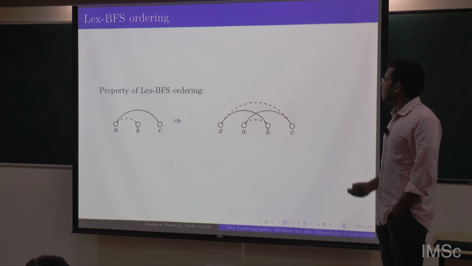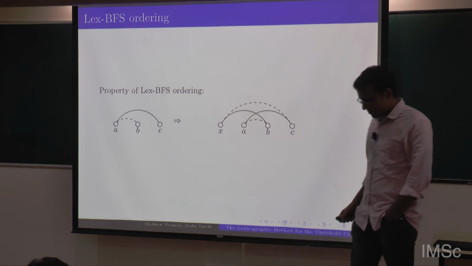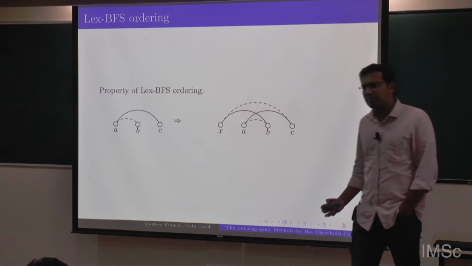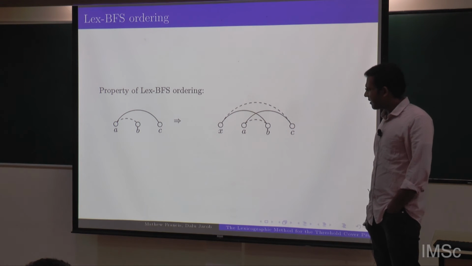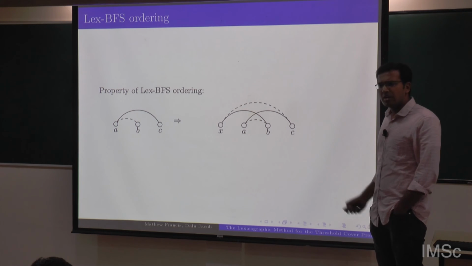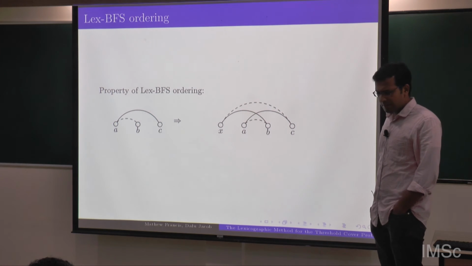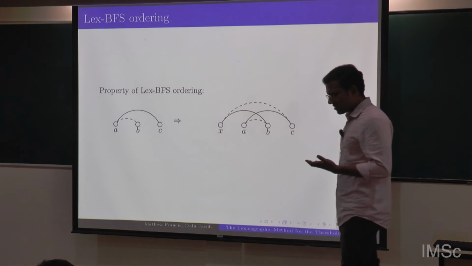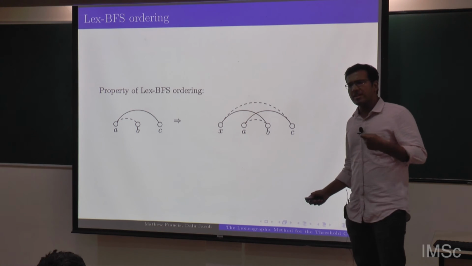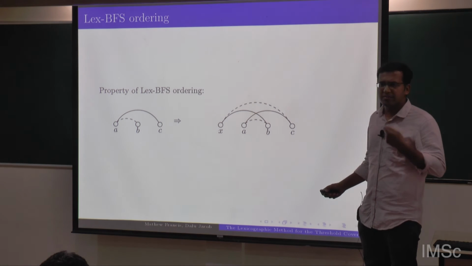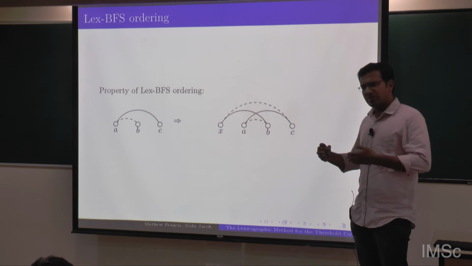So let's go to what this Lex BFS is. This Lex BFS was an algorithm invented by Rose, Tarjan and Lueker, I think. One of the major uses was in recognizing chordal graphs in linear time. There is a linear time partition refinement algorithm for doing this. Basically, this algorithm is a variant of your standard breadth-first search, and it visits vertices in some order.